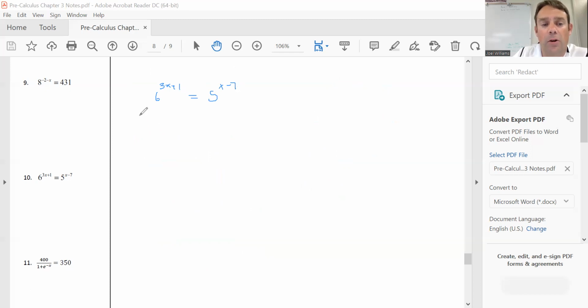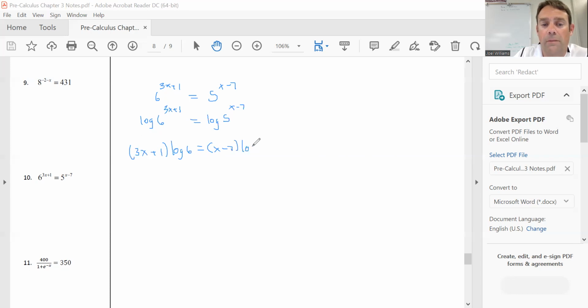So I'm going to start off by logging both sides. If I chose to go log base 6 on both sides, I could also clean up one. If I go log base 5 on both sides, I clean up the other side. Otherwise, I can just log both sides, which is always okay. That's just the way I chose to do this one. Again, it's not wrong to go one of the other ways. 3x plus 1. So I bring those exponents out in front, equals x minus 7.